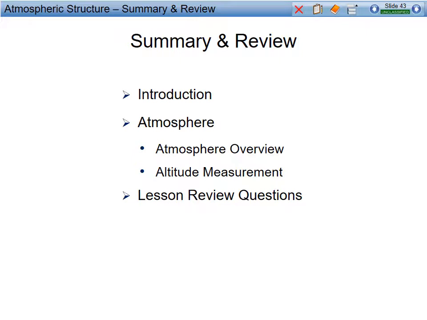In summary, we covered an introduction to weather and the atmosphere. We talked about the composition of the atmosphere, how we measure altitude and what references we use, and how we account for differences in pressure and temperature as we travel from one location to another.